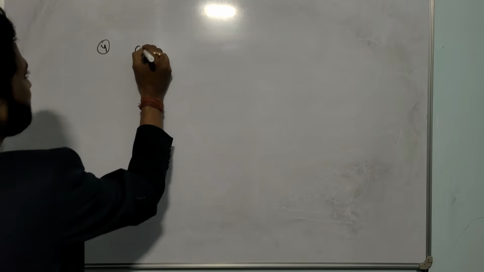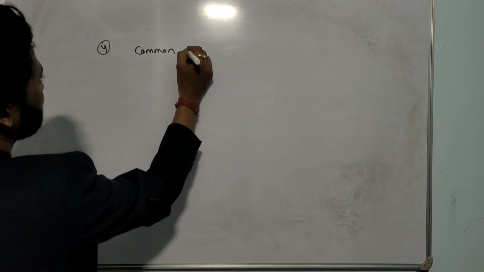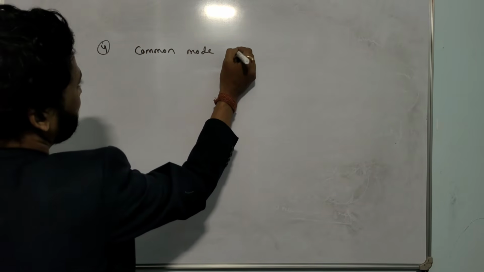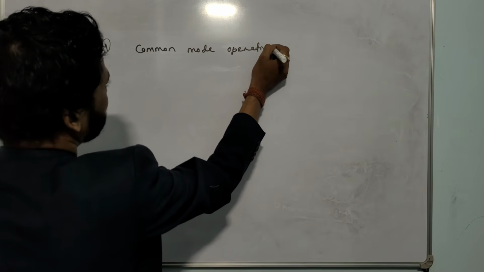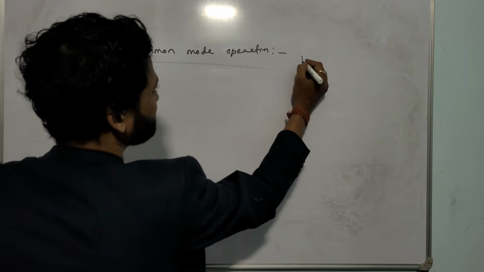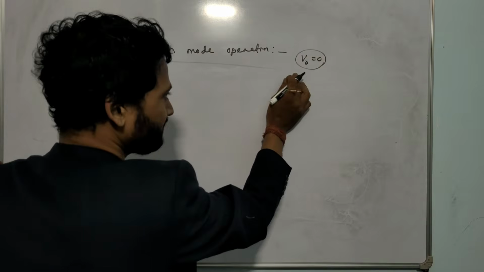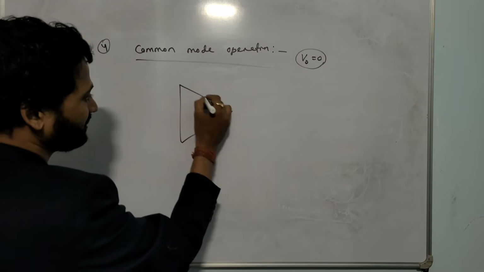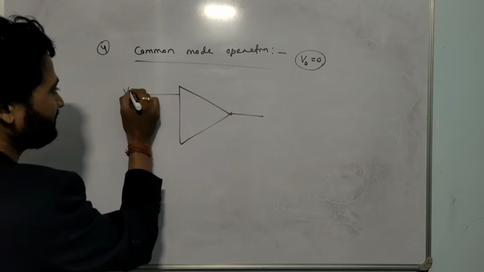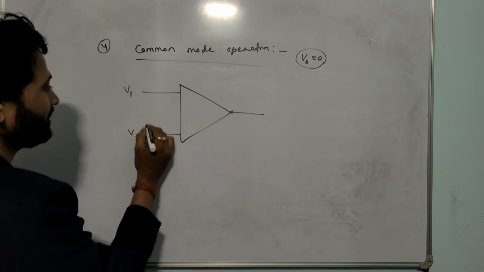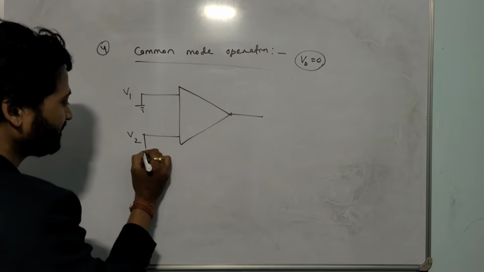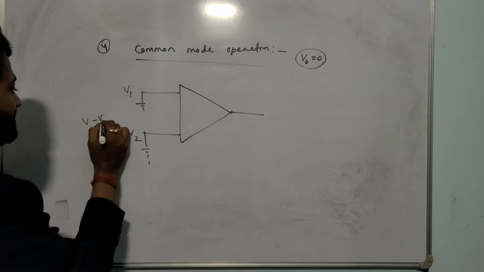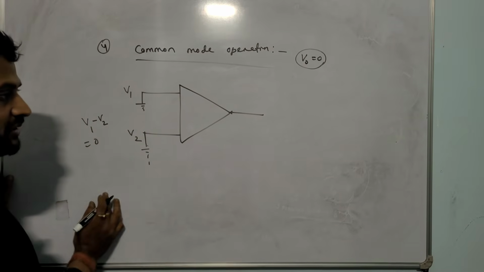Next is fourth one, common mode operation. देखो कॉमन मोड ऑपरेशन में क्या होता है, आउटपुट वोल्टेज 0 होता है, बट यूजुअली ये प्रैक्टिकल में नहीं होता है। देखो कॉमन मोड ऑपरेशन क्या है, ये आपका एम्पलीफायर है, इट हैज टू टर्मिनल, मैंने क्या बोला था, V1 and V2. If you make it ground both the terminal, what is the change in potential? 0, because both are grounded.